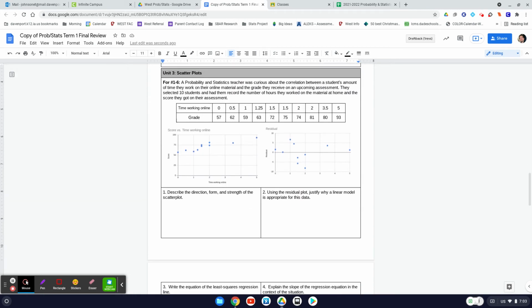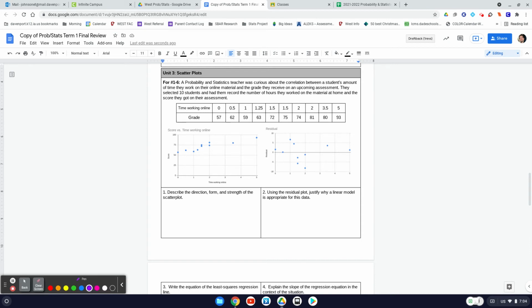Now we're on Unit 3. Unit 3 was scatter plots. So it says a probability and statistics teacher was curious about the correlation between a student's amount of time they work on their online material and the grade they receive on an upcoming assessment. They selected 10 students and had them record the number of hours they worked on the material at home and the score they got on their assessments.